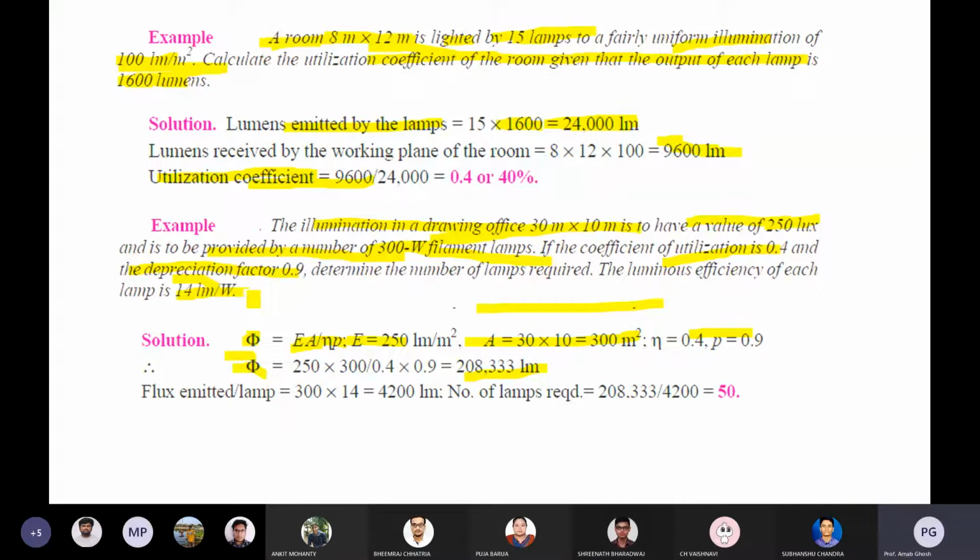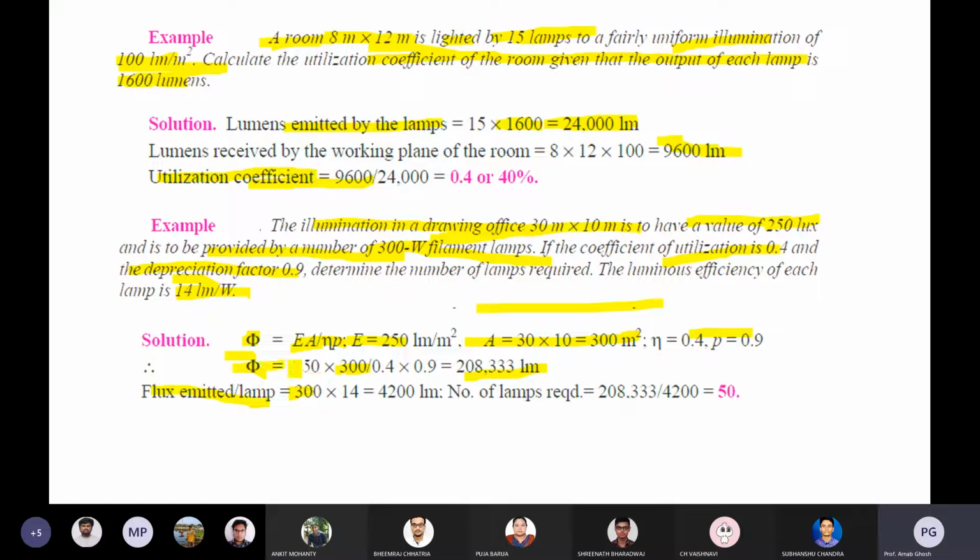So 300 is there directly, and you are getting that the efficiency of the lamp is 14. So 300 into 14, you will get the flux emitted by the lamp. From here, directly you will get the number of lamps also. Fractional order is not possible, so you should consider the next whole number. I hope you are getting that idea.